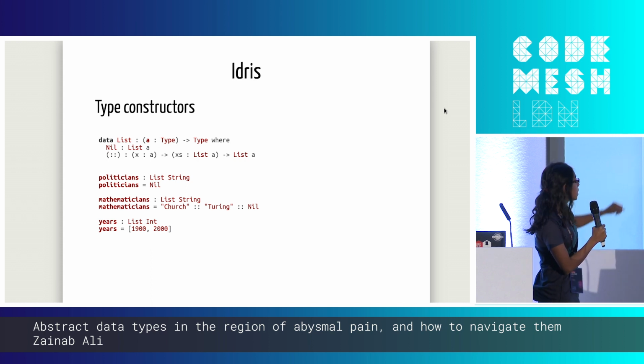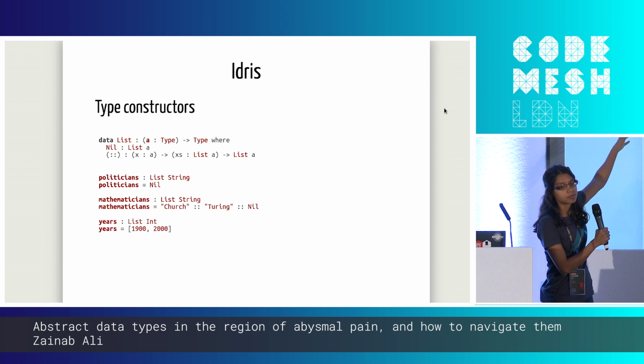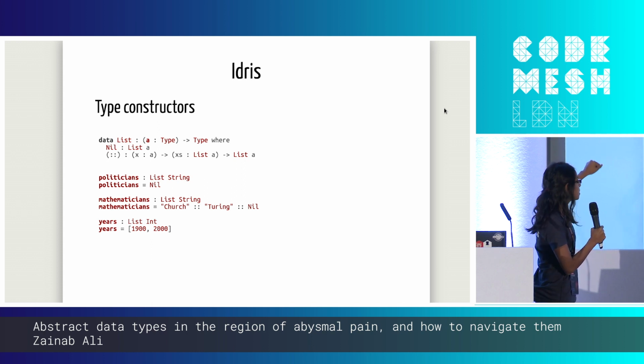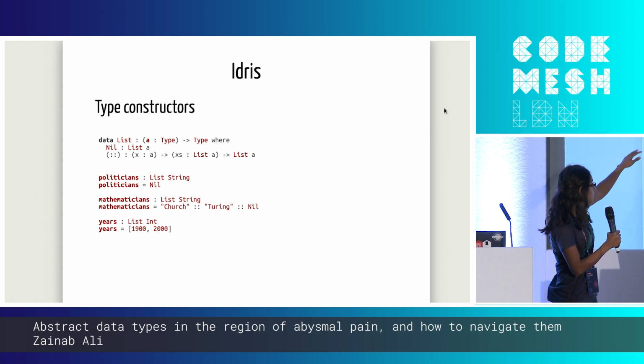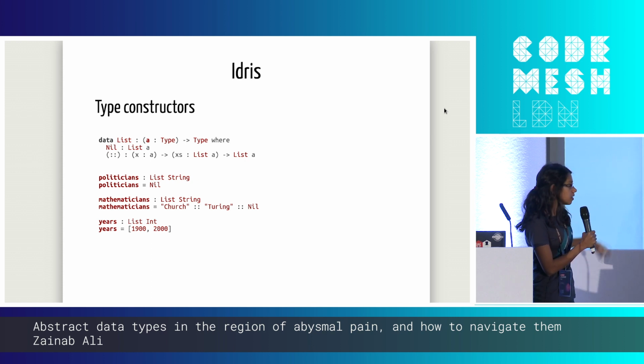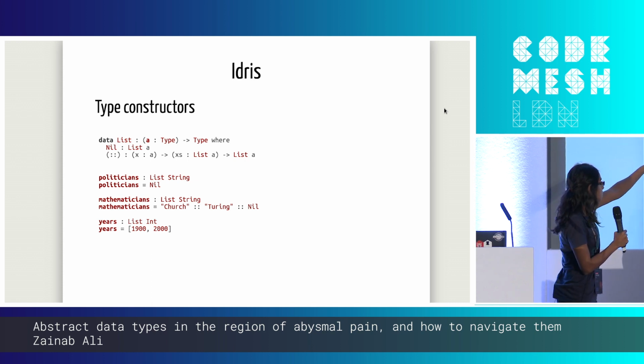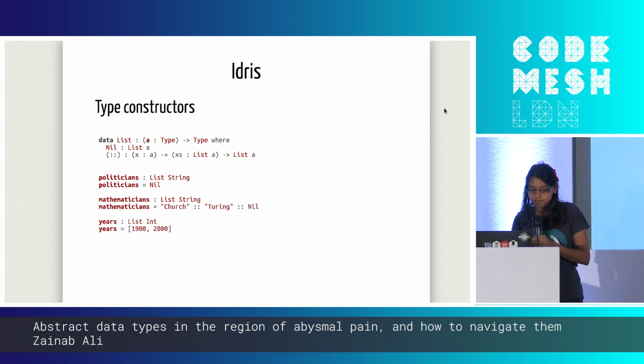Okay? So we have politicians here. We don't have any politicians, actually, so that's an empty list. But we do have mathematicians. We have Church and Turing. It's a list of string. And in Idris, you also have quite a concise list syntax here. So I've got a few years, which are inside these square brackets. If you see that, that's also a list.